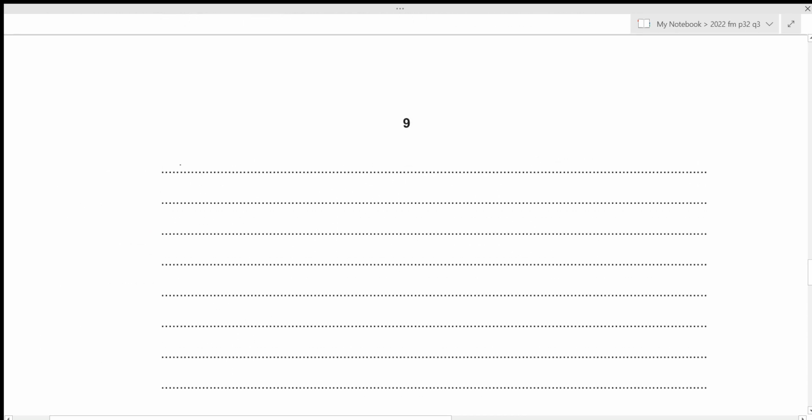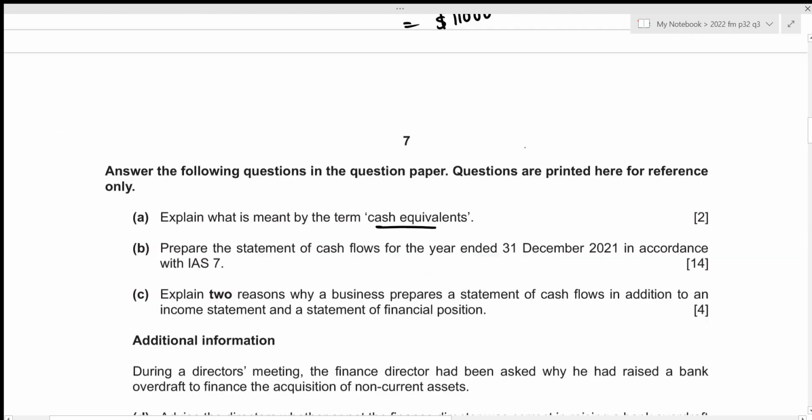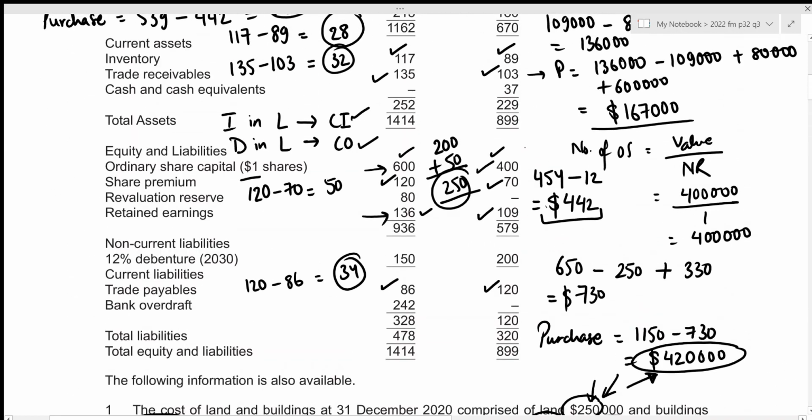That will be dividends paid, and it's of 80,000 plus 60,000, which results in 140,000. And since this is a cash outflow, we need to write it as a negative balance. All right, now let's have a look at our non-current liabilities. And that was 12% debenture to be repaid in the year 2030. So previous value is 200, whereas now the new value is 150.